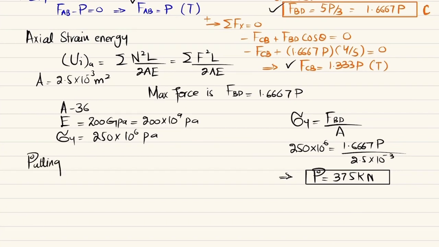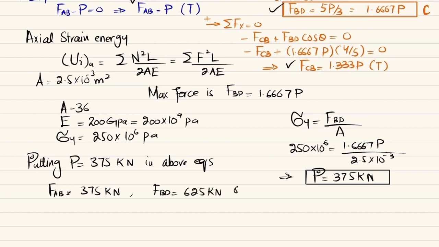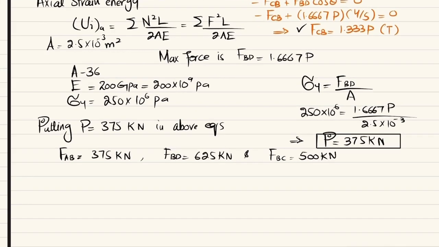So putting P is equal to 3.75 kilonewton in the above equations, you will get FAB is equal to 375 kilonewton, FBD will be equal to 625 kilonewton, and FBC will be equal to 500 kilonewton. So these are the axial forces in each member.